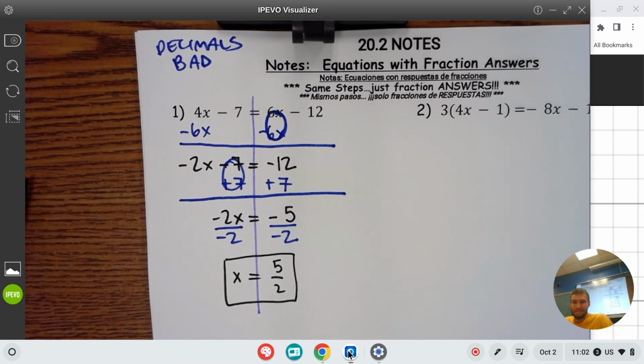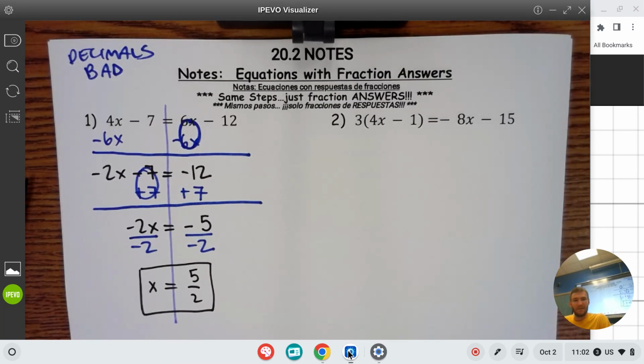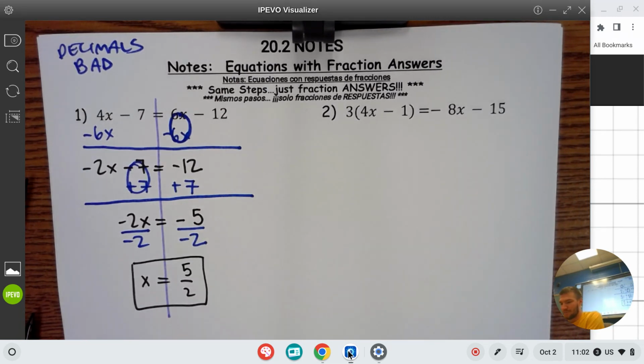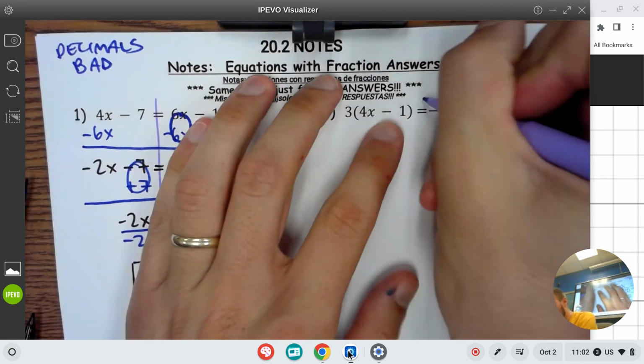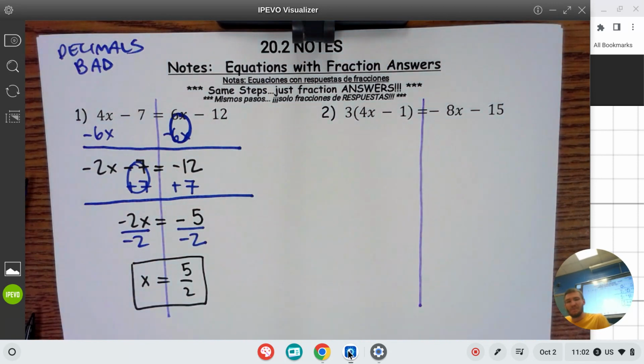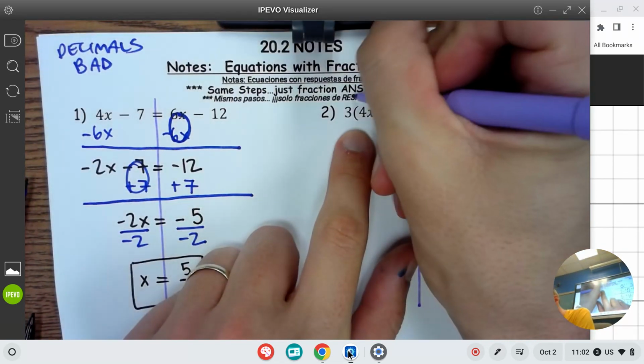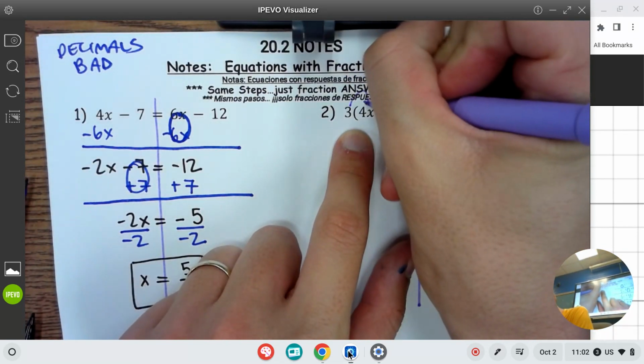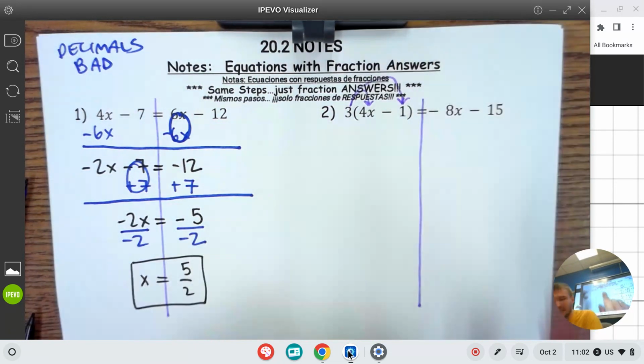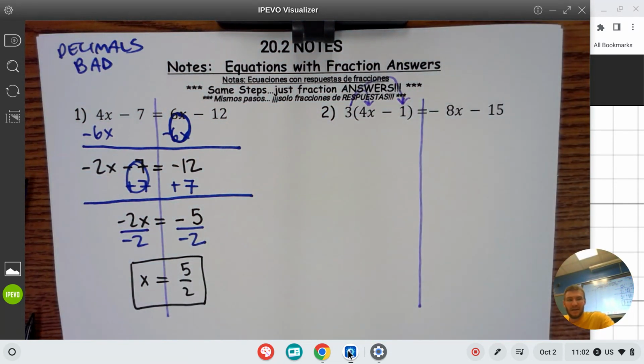All right, sorry for the big interruption. Let's keep going. Question number 2. Line down the middle. There shouldn't be anything that scares us. We should be able to handle every single one of these questions until the very, very end. I've got 3 parentheses. I'm going to need to do distributing. So I'm going to draw my arrows there.